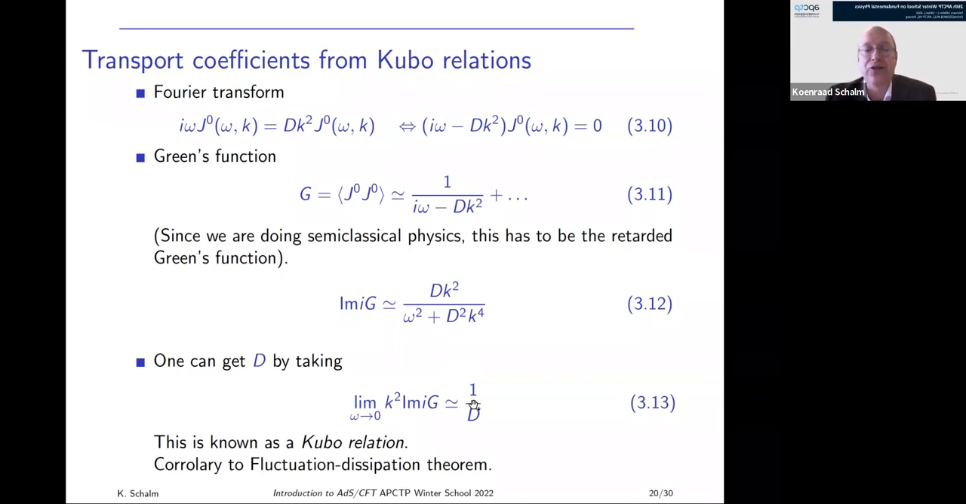Such a relation is known as a Kubo relation, named after the famous physicist Kubo, which shows you how, from the imaginary part of the 2-point function, a fluctuation relation, right? The 2-point function is about fluctuations. You get information about how the system dissipates, right? This is the diffusion constant, which is related to the dissipation theorem. So this is a corollary to what's known as the fluctuation dissipation theorem in the system.